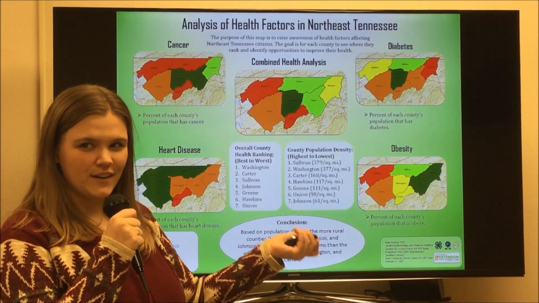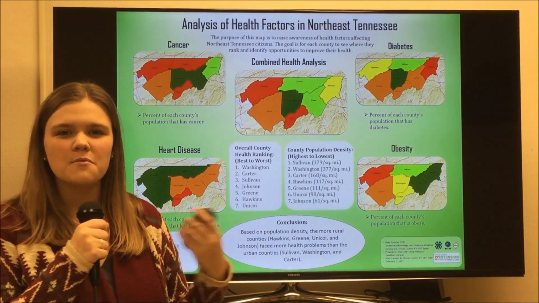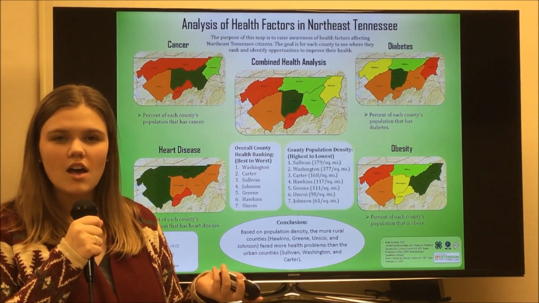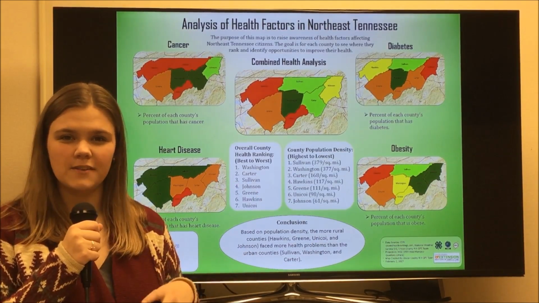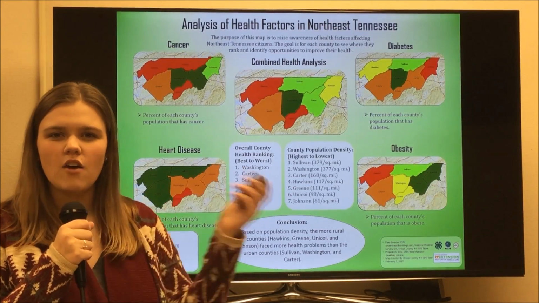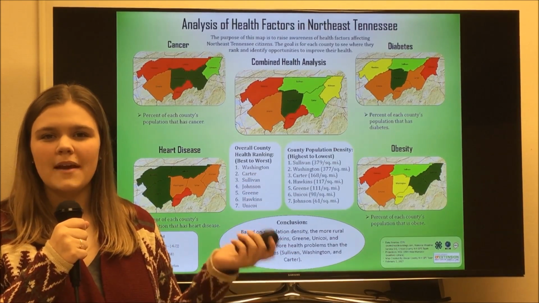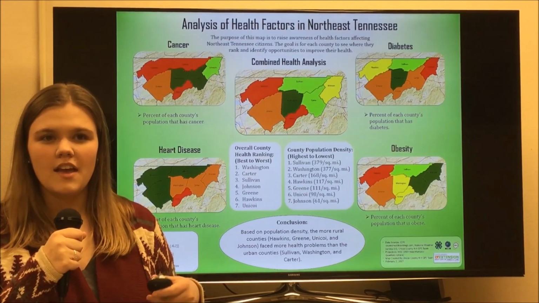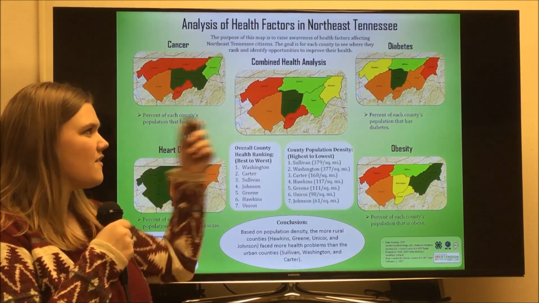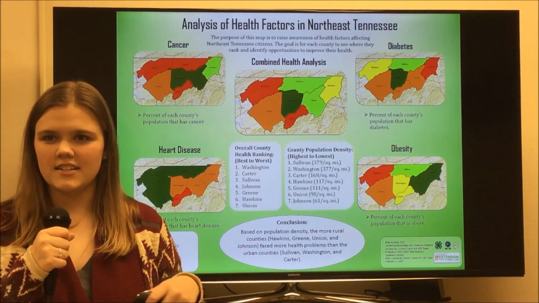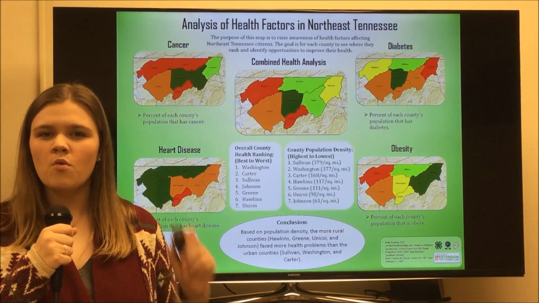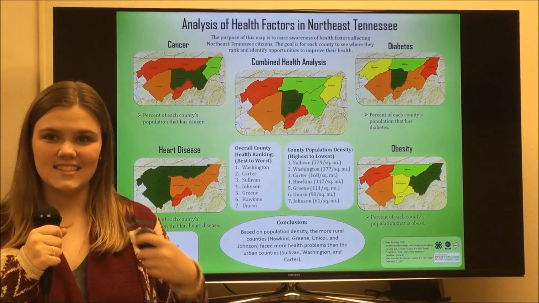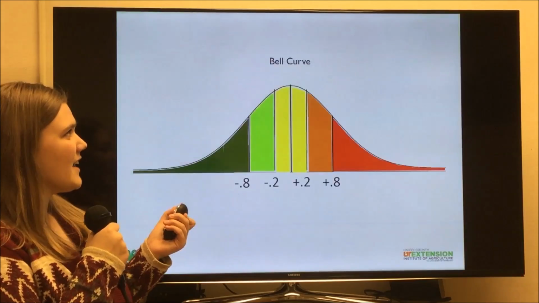So after we found our data sources, which are conveniently located in the right-hand corner of the map, the next step was to interpret them. Because all of the sources were found on different scales, we wanted to make an overall scale to make the map easier to read. So we did some math on each of the sets of data called standard deviations to come up with one overall standard deviation scale. So let's take a look at it.